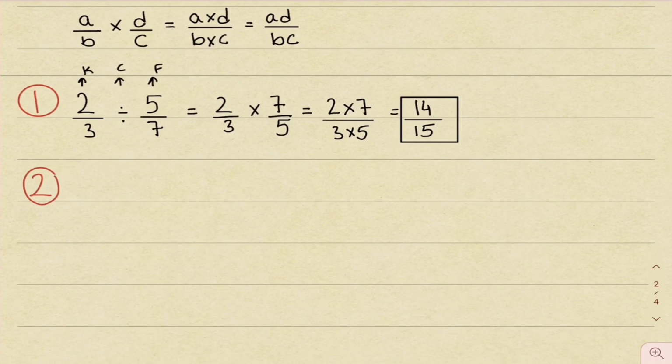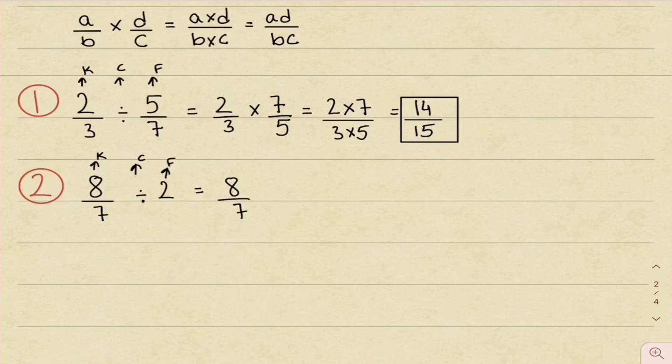Example 2. 8 over 7 divided by 2. So keep, change, flip. Now 8 over 7, I'm going to keep it as it is. I'm going to change the division into multiplication, and I'm going to flip the 2. So what is 2? How can we write 2 as a fraction? We're just going to put it over 1. So now 2 over 1, I'm going to flip that, and that's going to be 1 over 2.